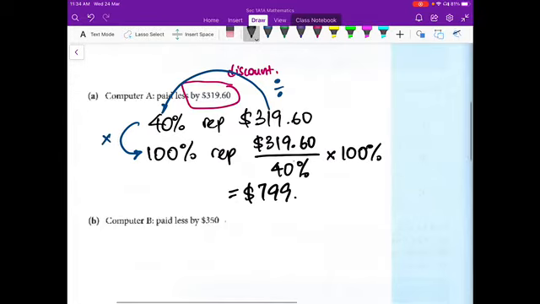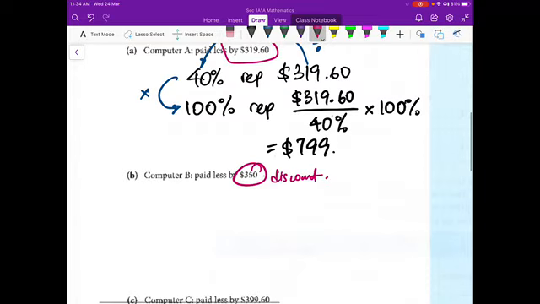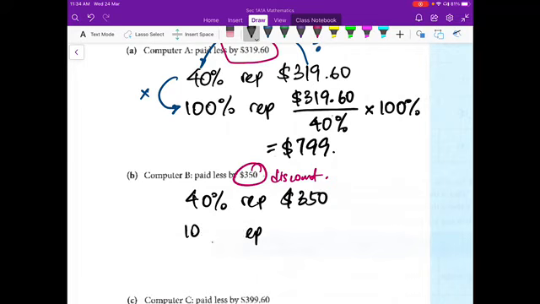Okay, next. Paid less by $350. So now this is our new discount, but it is still a 40%. So we still have the same type of working. 40% represents 350. So 100% represents, copy down what you see, 350 divided by 40% times 100% to give us $875.